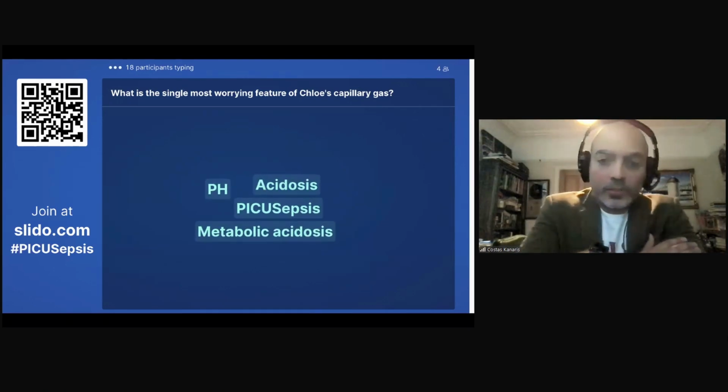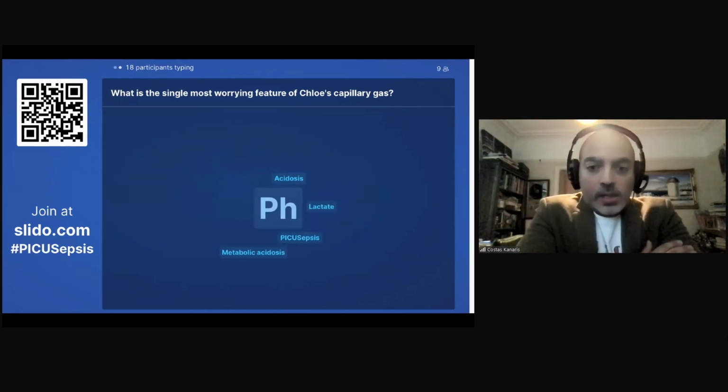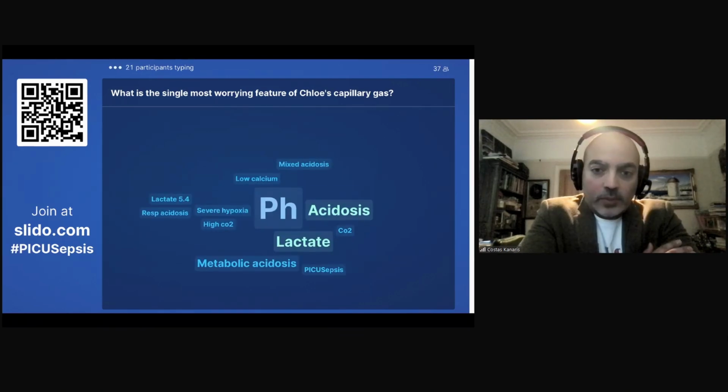Okay, pH, acidosis. The lactate, yes, the lactate is a bit of a worry. Okay, low calcium, yeah, that's a worry. The CO2. Okay, lots of good stuff.